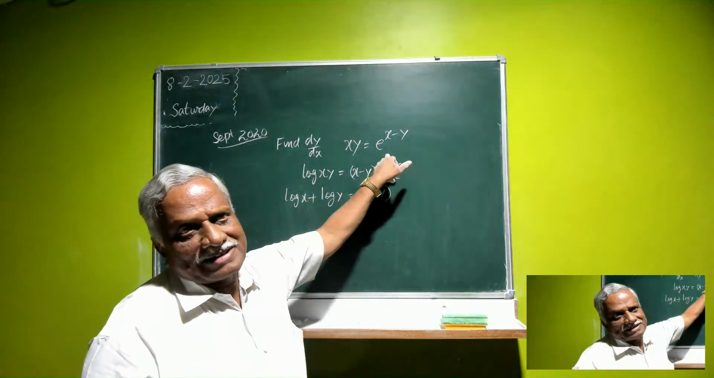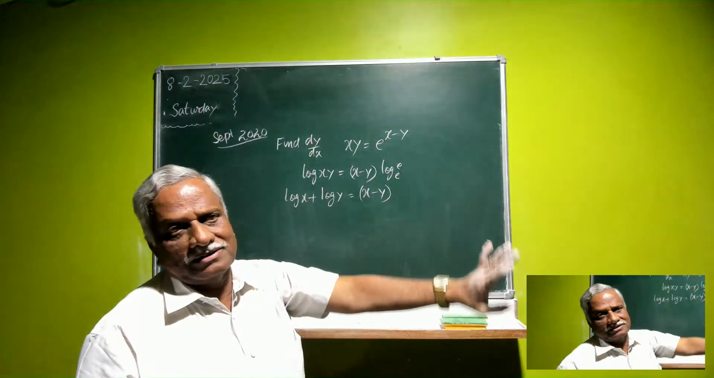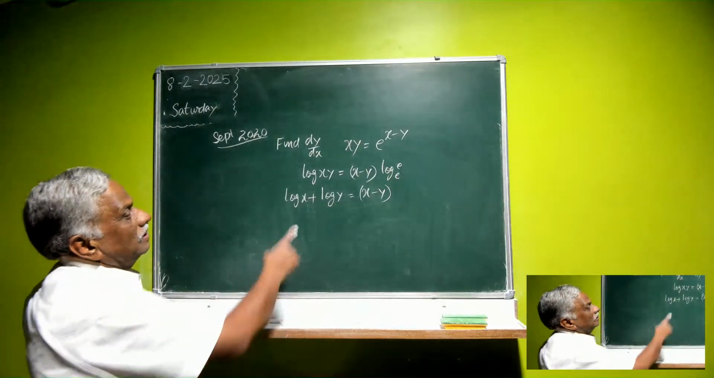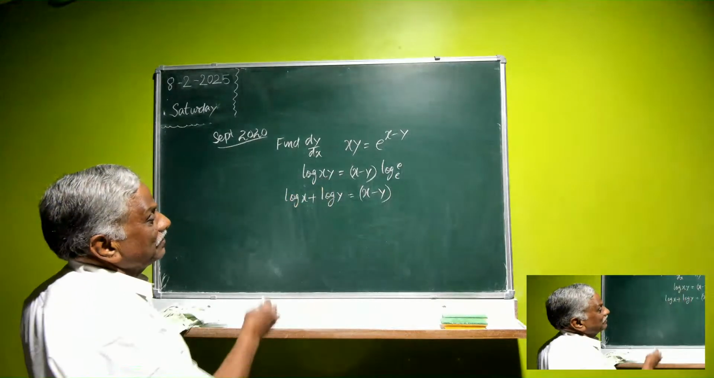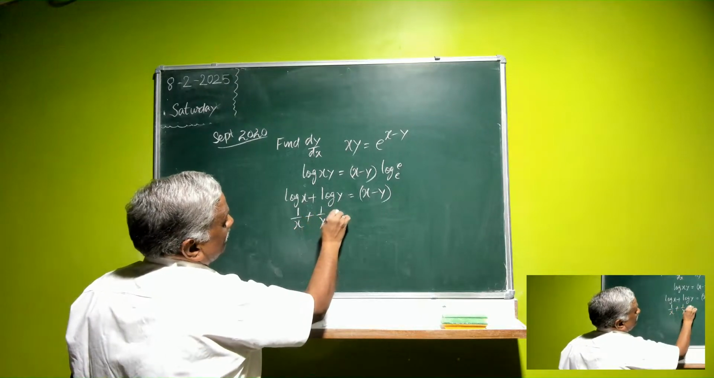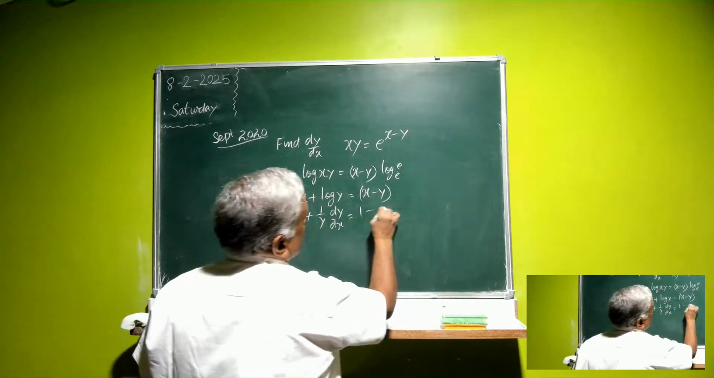You could have kept it as it is and differentiated e power x minus y, and then x is 1 and y. Instead of it, if you take logarithm, it's going to be simple. Log ab is log a plus log b. Now let us differentiate. Log x is 1 by x. Log y is 1 by y into dy by dx. x is 1, y is dy by dx.